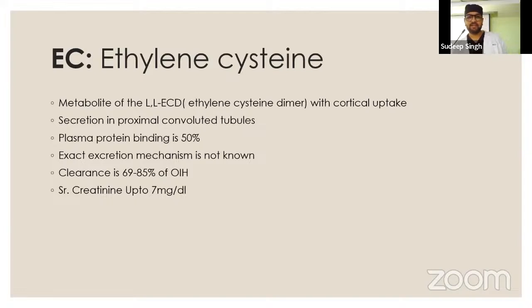The EC scan: it is secreted in the PCT, the proximal convoluted tubules. The protein binding is 50%, and the clearance is 69 to 85% of OIH. It can be used with creatinine up to 7 milligram per deciliter.